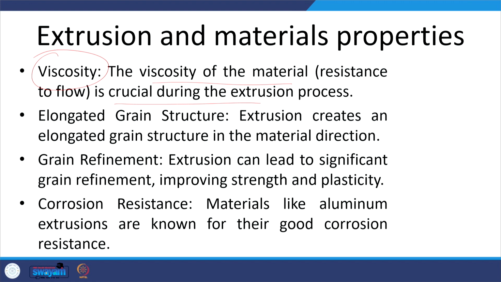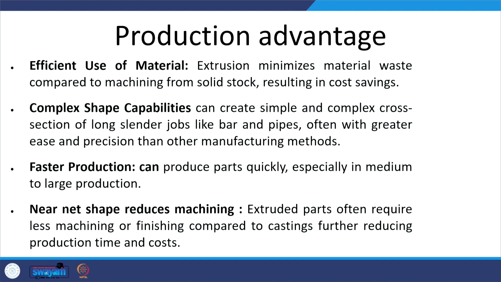Whenever extrusion is carried out, it creates elongated grains in the direction of flow of the material. So, it helps in realizing the desired strength in a particular direction. So, grain elongation or the flow of the grain in a particular direction is one aspect. Grain refinement is another aspect, where extrusion can lead to significant grain refinement, which can improve the strength and the ductility of the material. And extruded components, especially extruded aluminum products, offer good corrosion resistance. So, it is good in terms of a number of desired mechanical properties of the material being produced through the extrusion process.